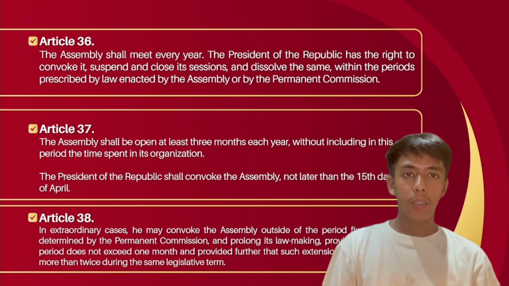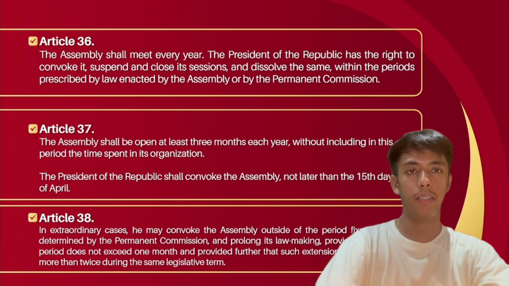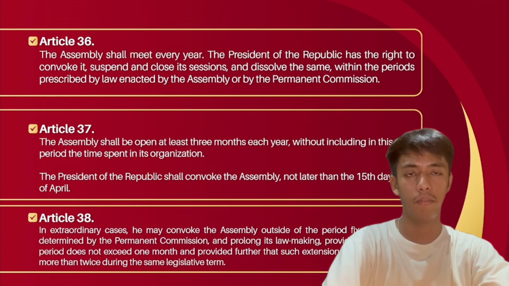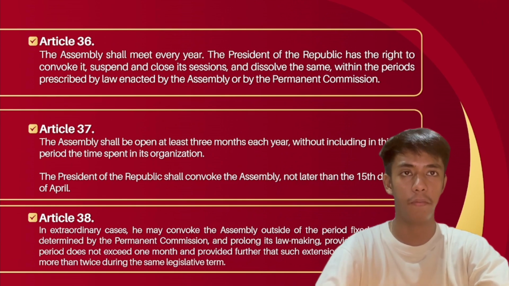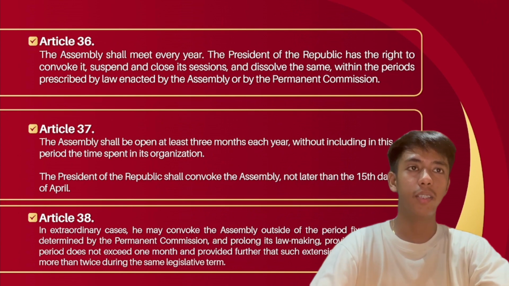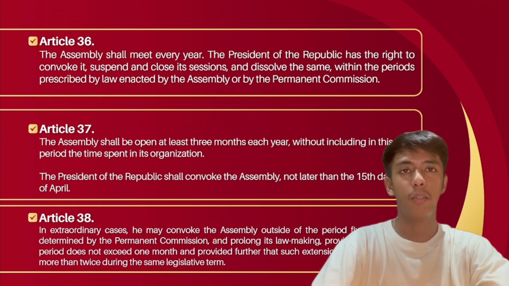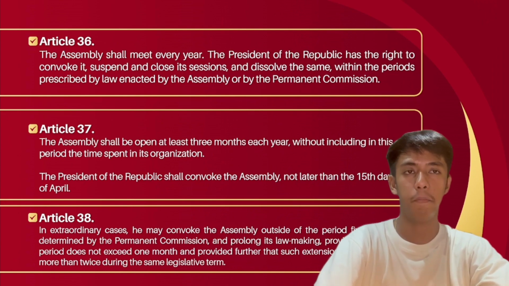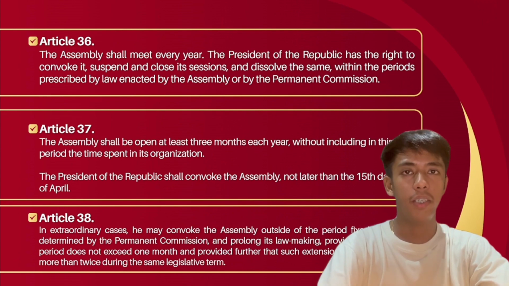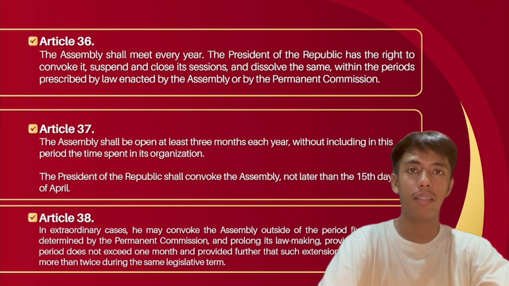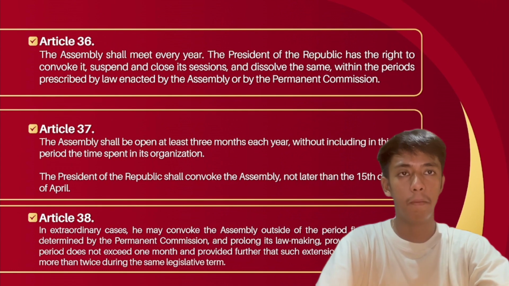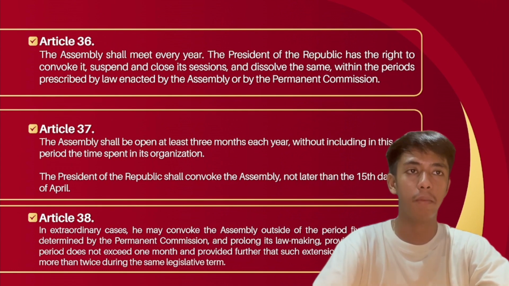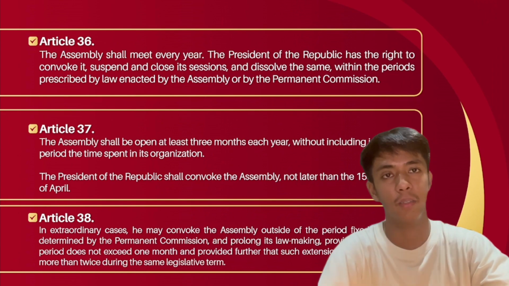Article 36 specifies that the Assembly must meet annually, with the President of the Republic holding the authority to convene, suspend, close, or dissolve its sessions, according to legal provisions set by the Assembly or the Permanent Commission. Article 37 mandates that the Assembly must remain open for at least 3 months each year, not counting the time spent on its organization.